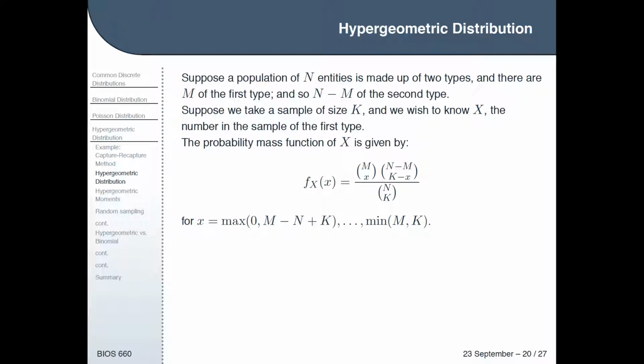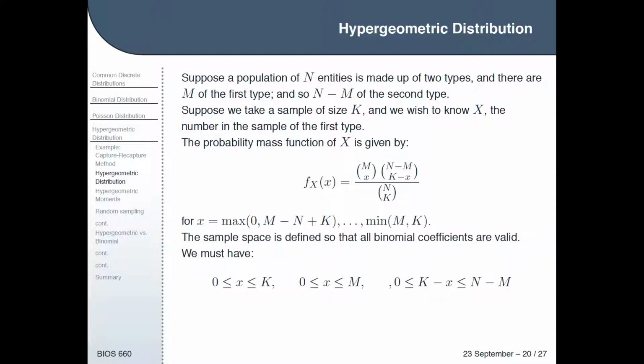So, obviously, this is only defined if x is in the range between 0, or M minus N plus K, up to M and K. That's just because for every one of these combinations here, the number at the bottom has to be less than or equal to the number at the top. If you have x bigger than M or x bigger than K, and they also have to be bigger than 0. If it's outside the range that we've listed there, then the probability is 0.